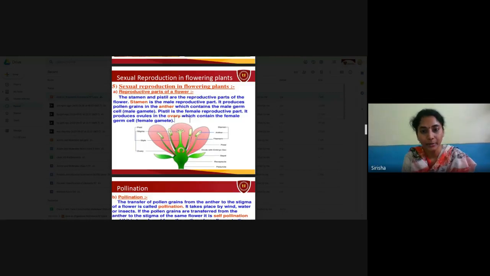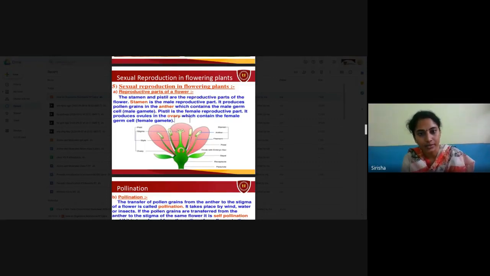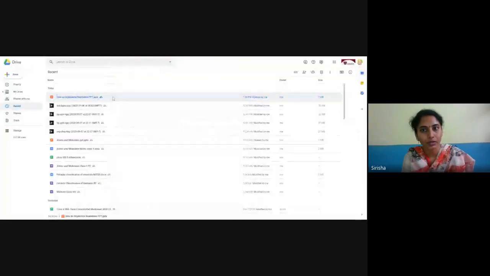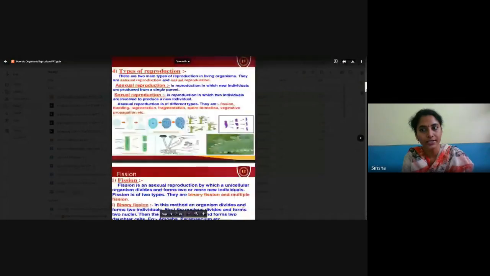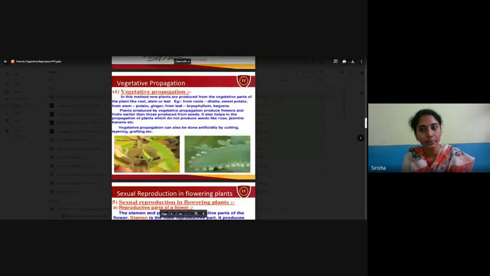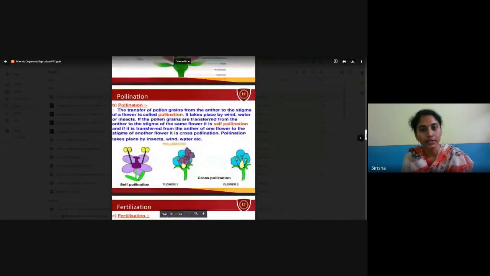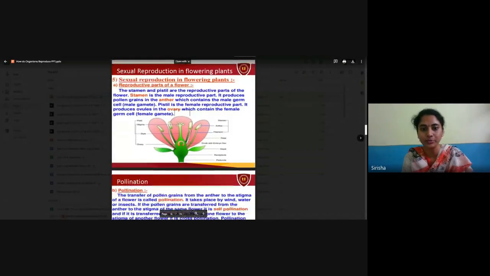Pistil is the female reproductive part. Pistil always remains constant. It produces ovules in the ovary, which contain the female germ cell, called the female gamete. So in the reproductive parts of a flower, stamens are the male reproductive parts, whereas the pistil is the female reproductive part. The stamen produces male gametes, whereas the pistil produces female gametes. Those are called germ cells.